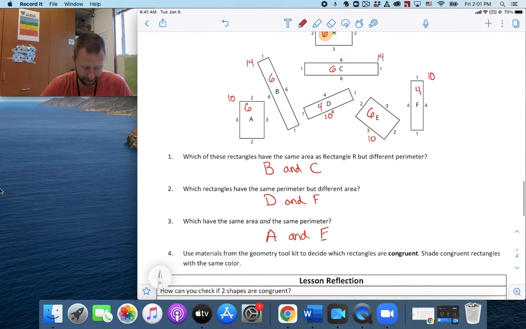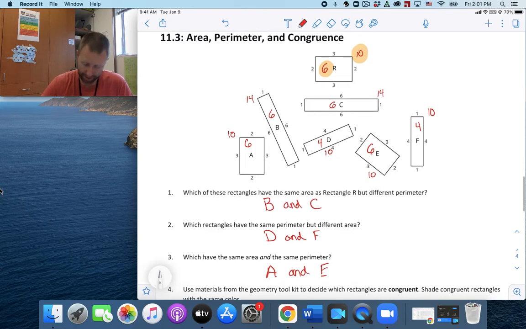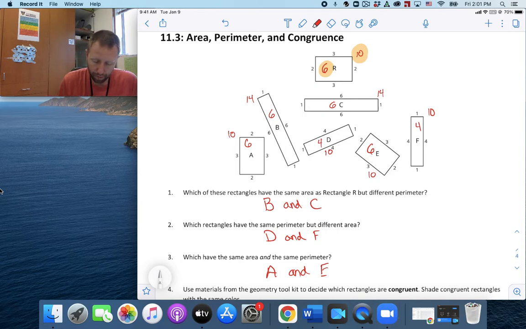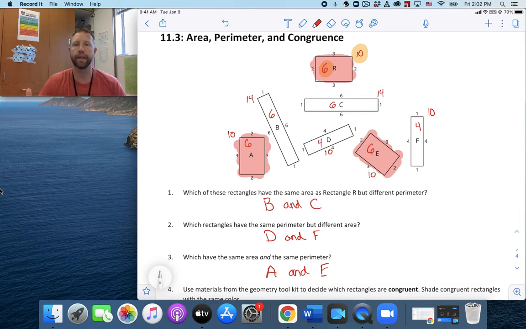Well, when I look at that, it says to just shade it. You guys can just use your pencils, just shade them in, right? I'm going to use the highlighter because I can, because I'm on the iPad. But we're talking about rectangle R. Which of the other rectangles are congruent to that? Well, it's the ones we just ended with, the ones that had the same perimeter and area. They couldn't have just one, right? They couldn't be just the same perimeter or just the same area. They have to have both things to be congruent, the perimeter and the area.